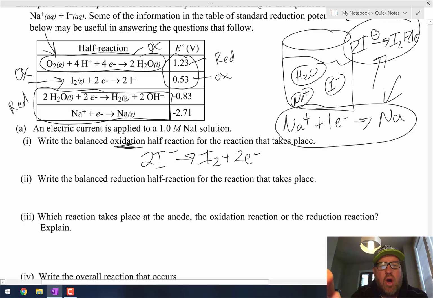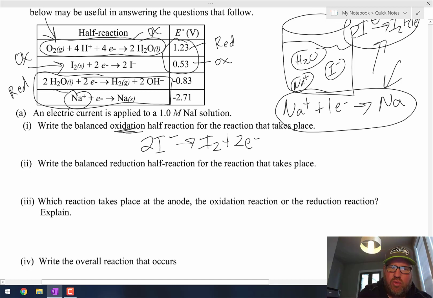Now, in terms of reduction, which one is the larger cell potential, the sodium one or the water one? Sodium's a negative 2.71. That's a very, very low standard reduction potential. So therefore, which one is more easily reduced, water or sodium? That's what you have to ask yourself, and absolutely, it's water.